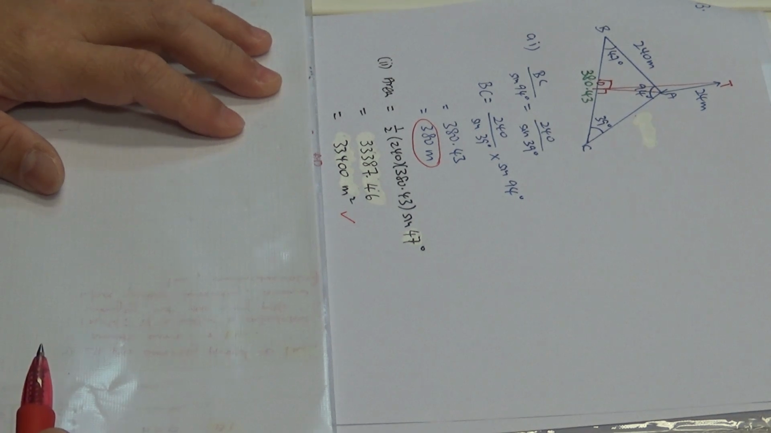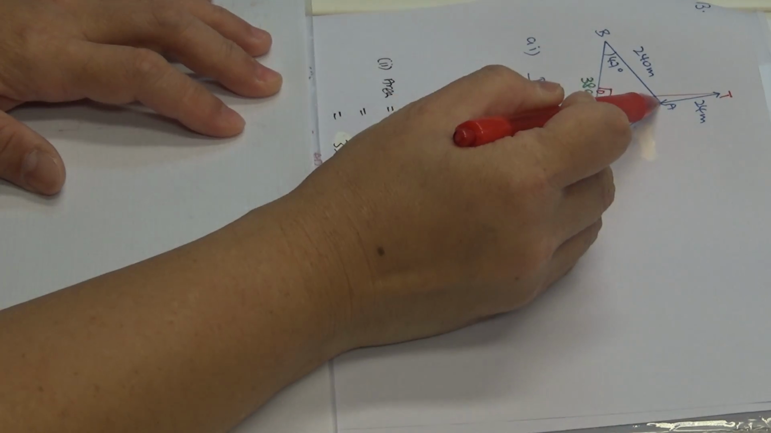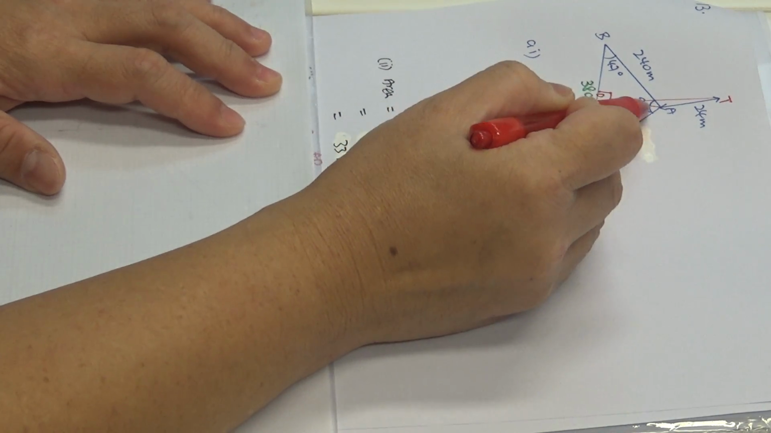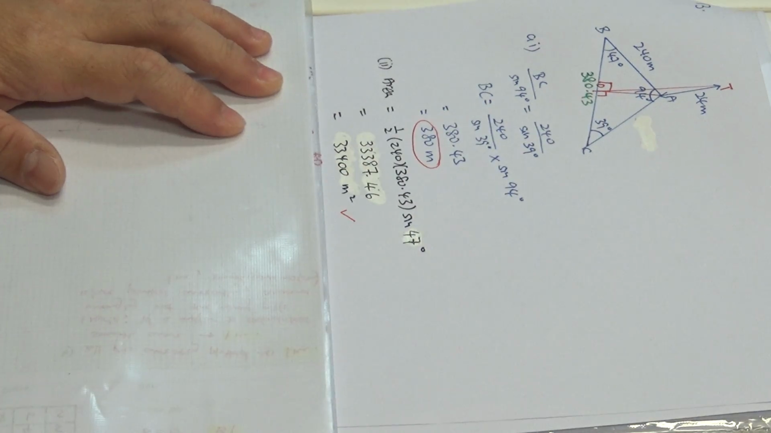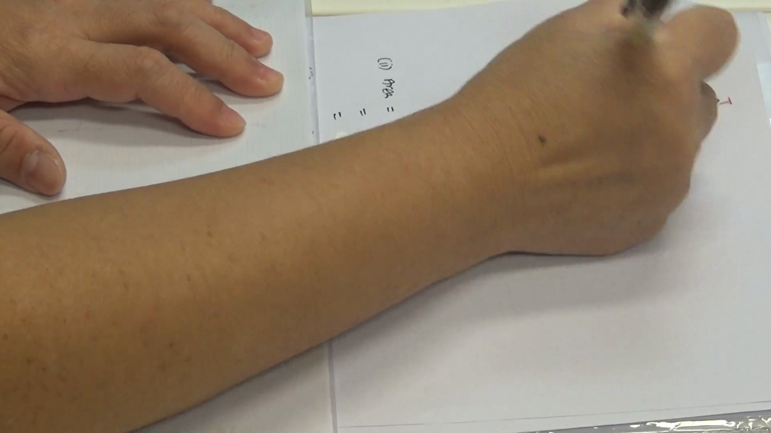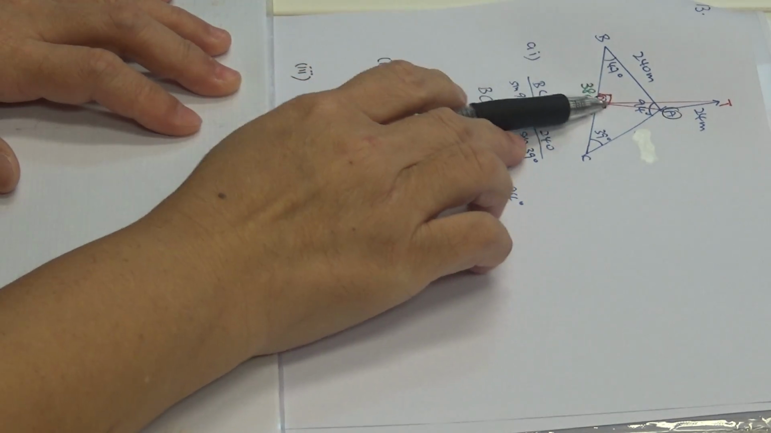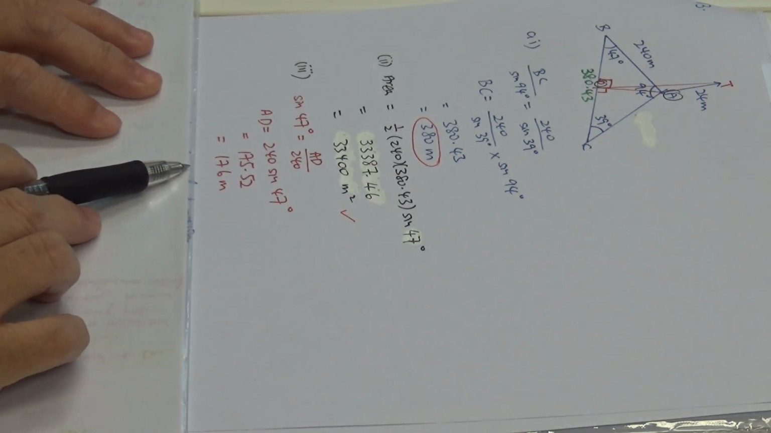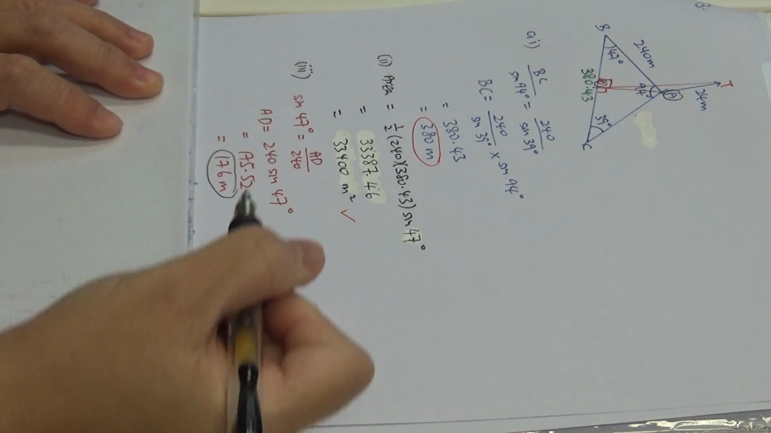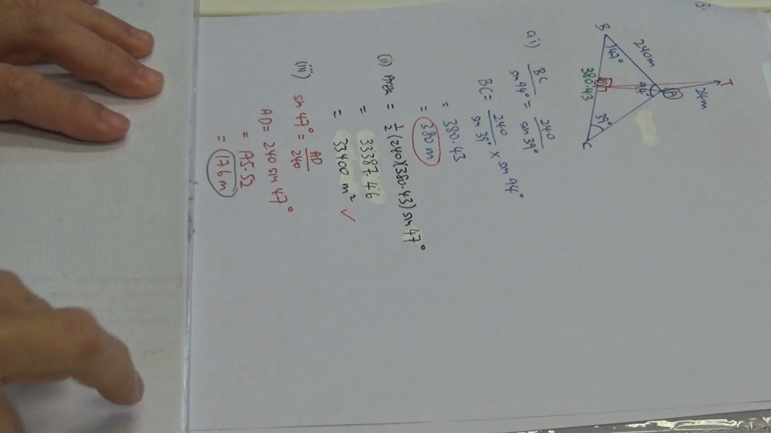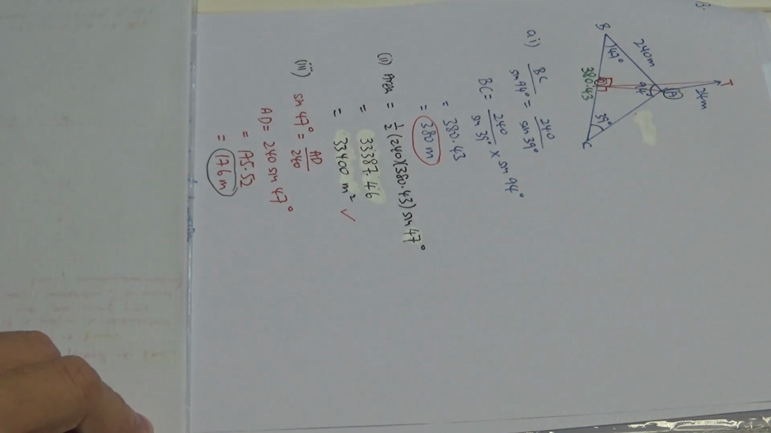Next, the shortest distance from A to BC. I've already explained this many times. The shortest distance from A to BC will be the perpendicular distance. Now, this is the perpendicular distance here. I call it AD. Now I can use sine 47 as AD over 240. I'll find AD. So the shortest distance from A to BC is 176 meters.